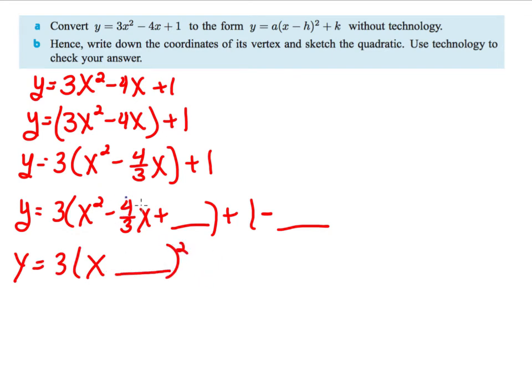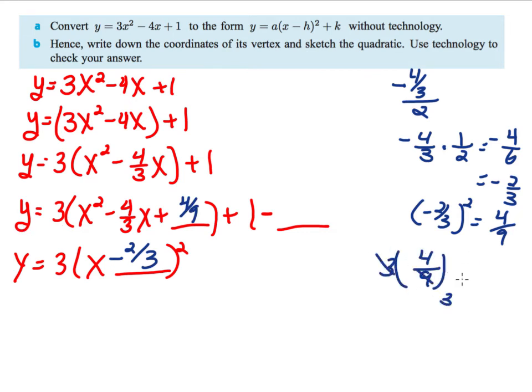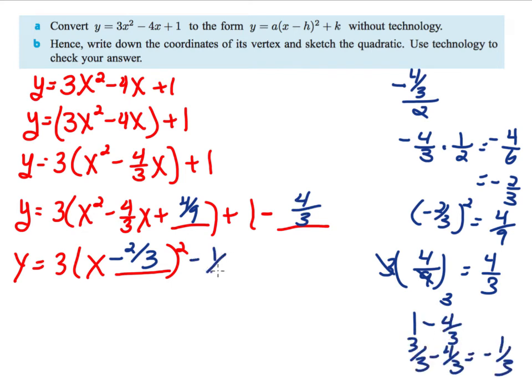So I'm going to take negative 4/3 divided by 2 to get my bottom blank. So that's going to be x minus 2/3. I'm going to take negative 2/3 and square it to get my top blank. And I'm going to multiply this by the a, so times 3, to get the blank over here. Combining 1 and negative 4/3, I get negative 1/3.